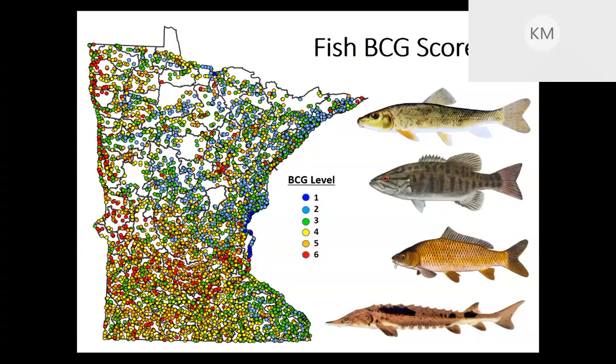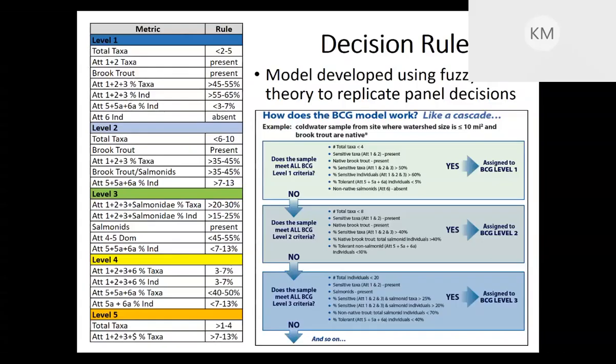And the reason why that's advantageous is because it's often difficult to get 6, 10 experts together in a room to spend many, many hours rating these sites. In Minnesota, we collect between the fish and the macroinvertebrates on order of 500, 600 samples a year, and so it's not feasible to get a BCG score for all of these from the panel. But the other advantage of actually having these rules is it makes the decision-making process for assigning BCG levels transparent.